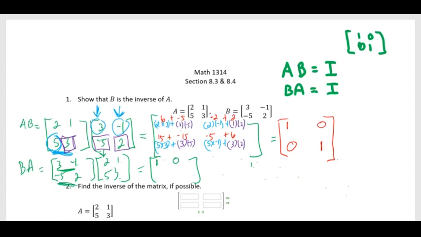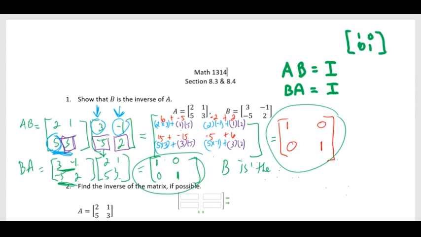Now we go to the second row. -5 times 2 is -10. 2 times 5 is +10. We add that, we get 0. And -5 times 1 is -5. And 2 times 3 is 6. So if we add that, we get a 1. So you can see that we get the identity matrix for both situations. And so we say that B is the inverse of the matrix A.